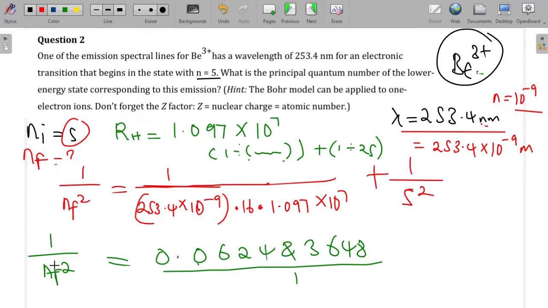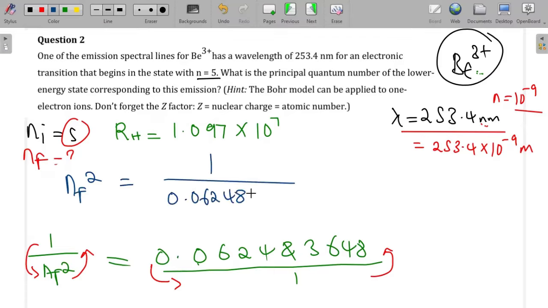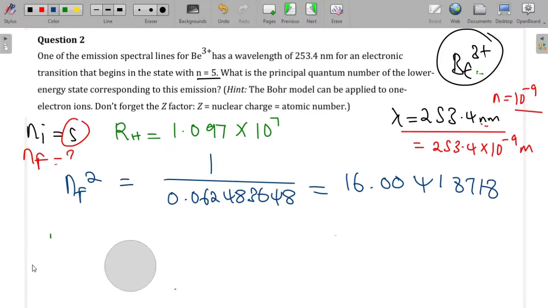Now to find our nf, we're just going to swap this. The 1 goes on top, the one comes down. You do the same on the right-hand side. That's a shortcut that we can use. So nf squared equals 1 over this whole thing. Punch this onto your calculator. It's giving me 16.00418718. Confirm with your calculators, please do.